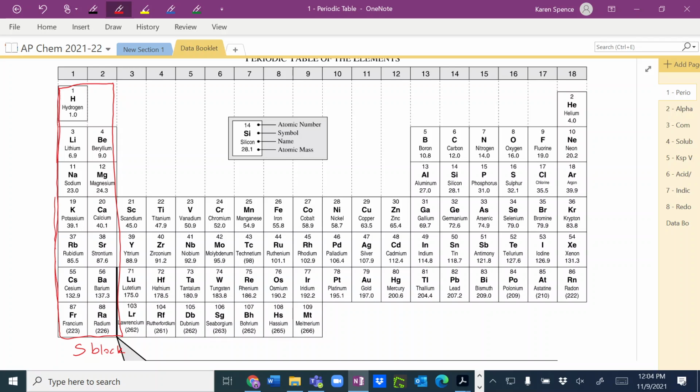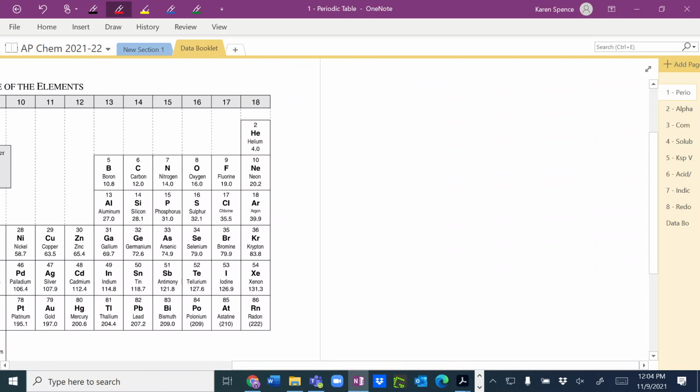The reason for that is that what shape is an S orbital? It is a sphere.